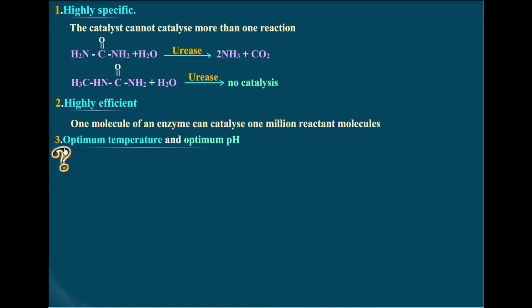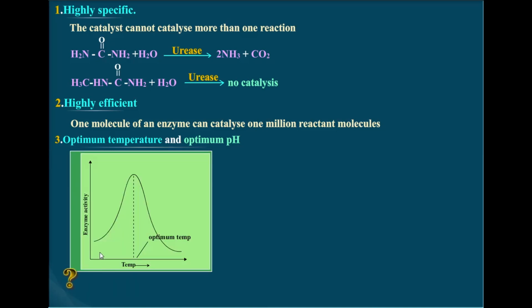The next characteristic is that it is highly active under optimum temperature. The rate of an enzyme reaction becomes maximum at a definite temperature called the optimum temperature. On either side of the optimum temperature, the enzyme activity decreases. The optimum temperature range for enzymatic activity is 298 to 310 Kelvin, and the human body temperature, being around 300 Kelvin, is suited for enzyme catalyzed reactions.